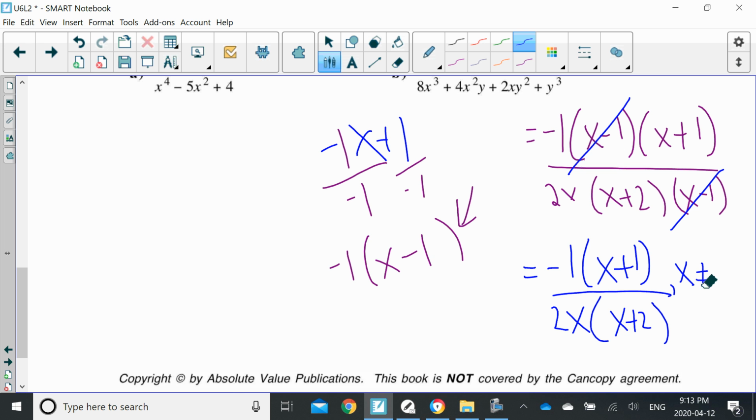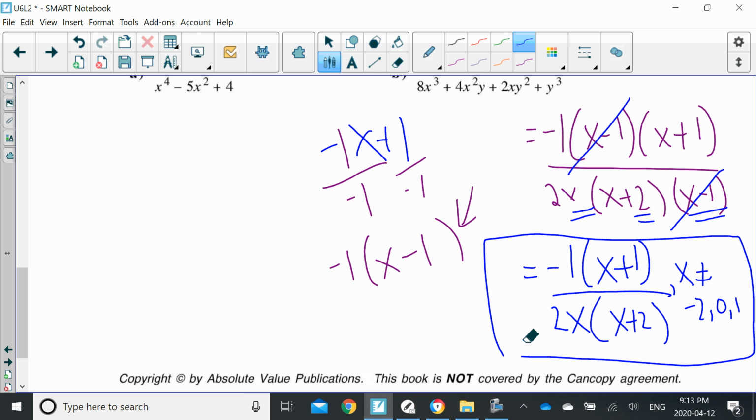I'm going to state my non-permissibles. X cannot be equal to, we said that that guy was 0, that guy was -2, and this guy was 1. This is how I would prefer you to give me your answer on your test when we're done rationals. Your book, though, and I don't know why they do this because everything else they give their answers in completely factored form, redistributes in this -1. So your book says the answer is -1 x minus 1 all over 2x, x plus 2. This is how your book gives the answer.